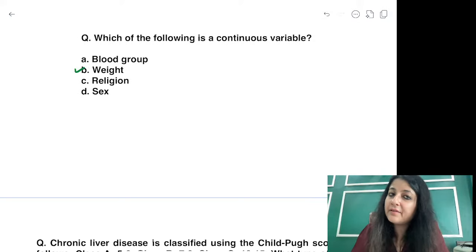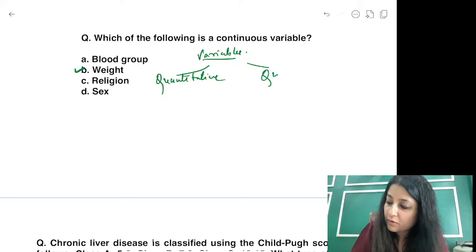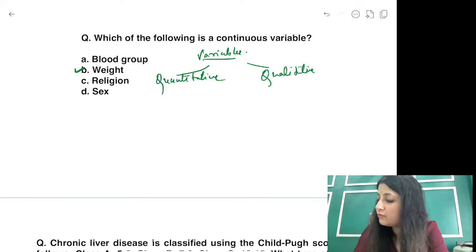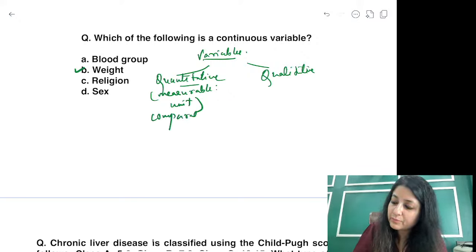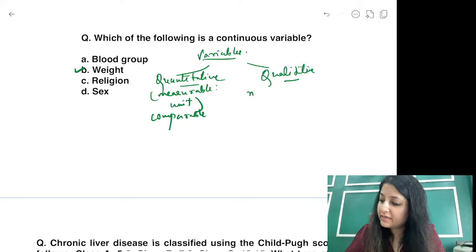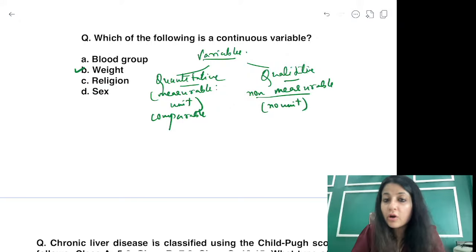Very good. It is weight, right? Now you know that whenever we have to classify variables, it's of two types: one is quantitative and one is qualitative. Let me quickly revise. Quantitative variables are those that are measurable. Measurable means they have a unit and they are comparable. Qualitative means they are non-measurable. They don't have a unit and are not comparable.